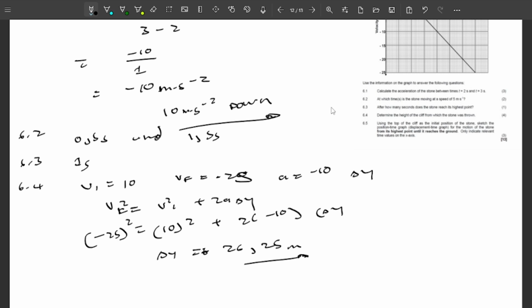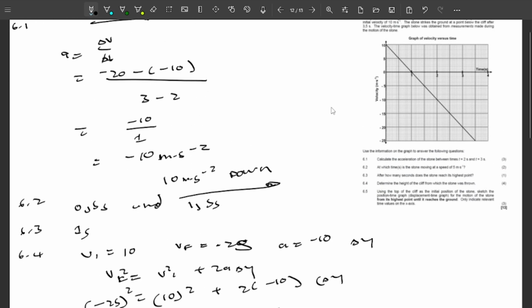Now for some, they can actually find the height of the cliff without the use of calculations. You can use the area of the graph. You're going to use the area of a triangle to find the height, the change in y. The height of the cliff is defined by the area under the graph. So you are going to say 1 over 2 multiplied by 10 multiplied by 25. Remember that there's no such length that is negative. And then you are going to multiply it by 1.5. Then you should get 26.25, and you're done.